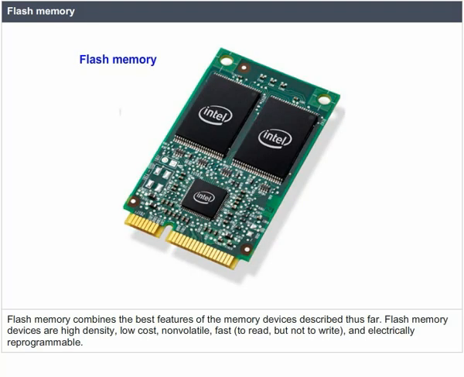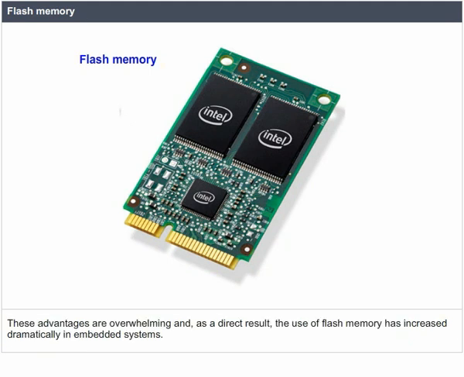Flash memory. Flash memory combines the best features of the memory devices described thus far. Flash memory devices are high density, low cost, non-volatile, fast to read but not to write, and electrically reprogrammable. These advantages are overwhelming, and as a direct result, the use of flash memory has increased dramatically in embedded systems.